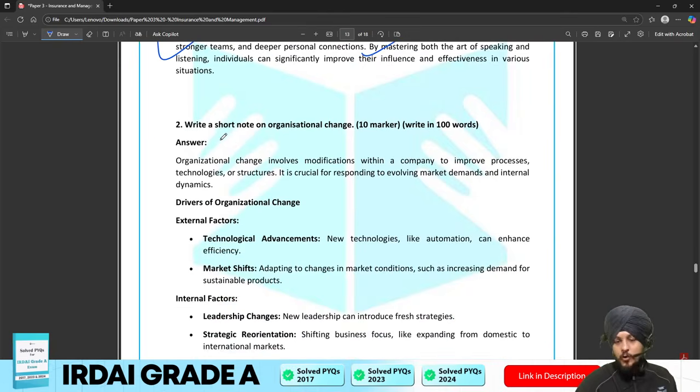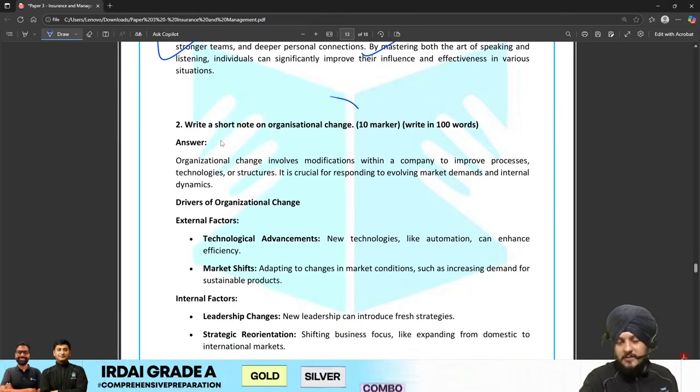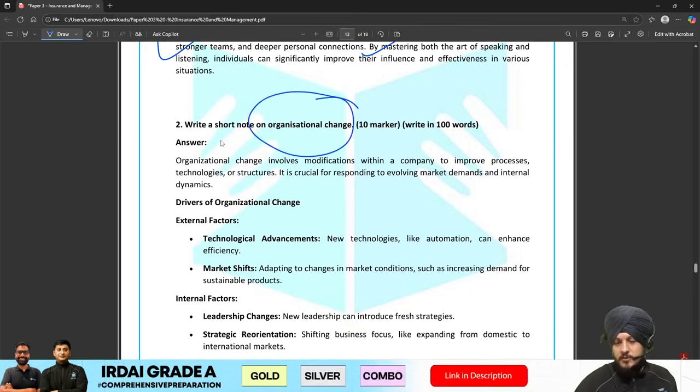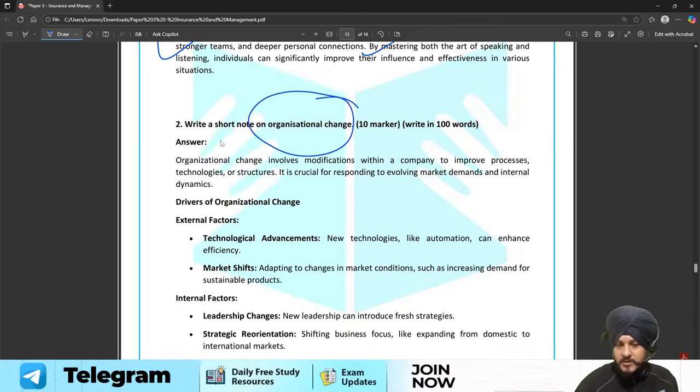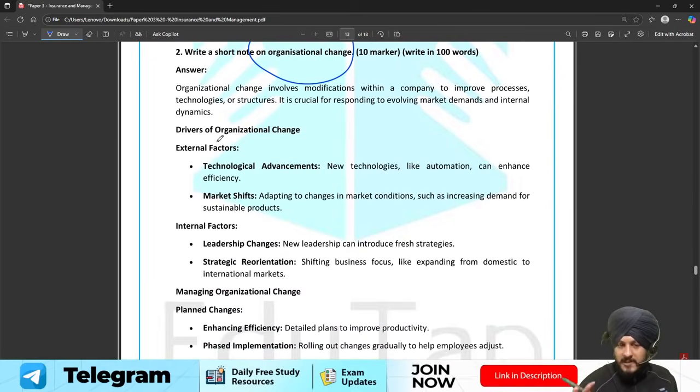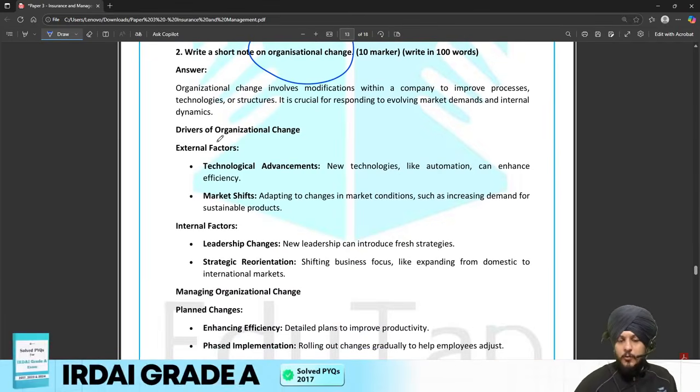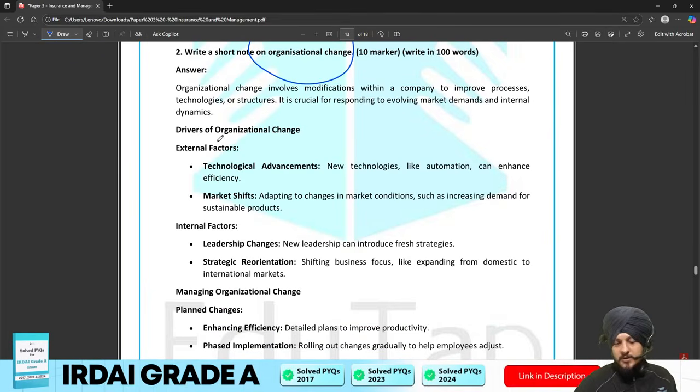Then write a short note on organizational change. Again, the same type of question that is asked directly from the syllabus, a 10 marker, to be written in 100 words. So again, you have to define firstly what you mean by organizational change, and after that you can write the different drivers of organizational change.